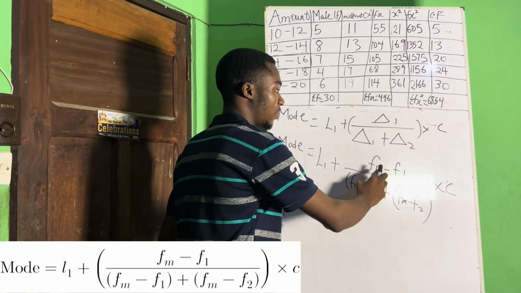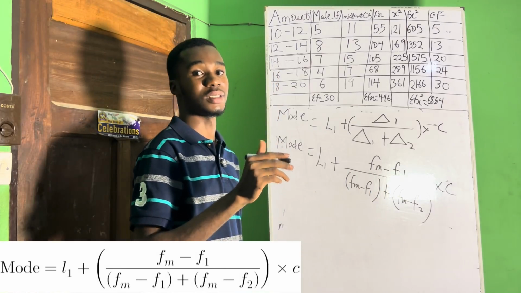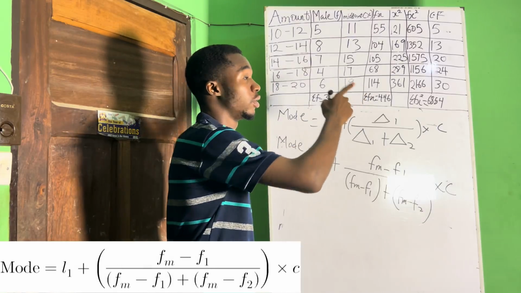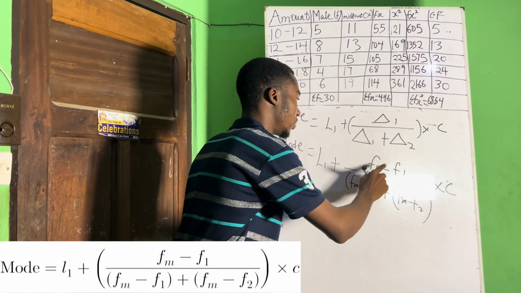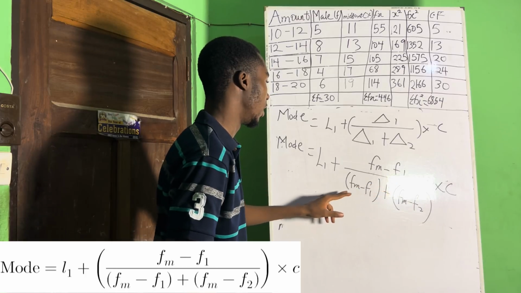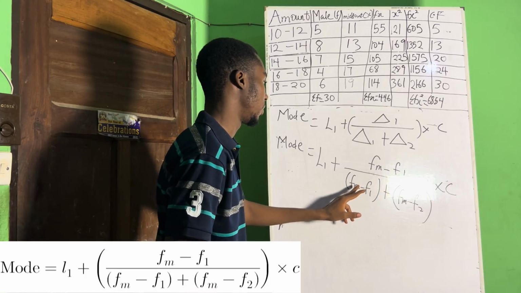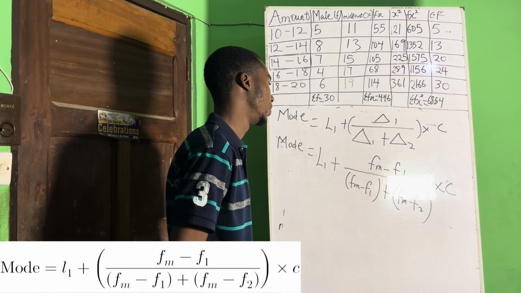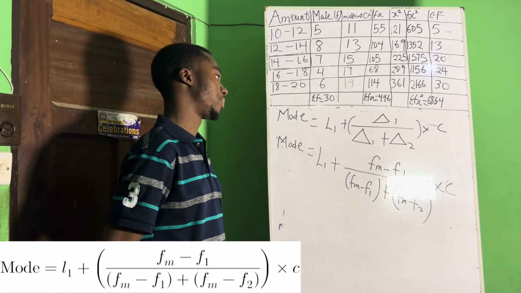Now this is small f, and I told you that small f usually talks about the actual frequency. The capital F usually talks about the cumulative frequency, but this one is small f, so the actual frequency. So Fm minus F1 over into bracket Fm minus F1, then close bracket plus into bracket Fm minus F2. Now what does this formula mean?